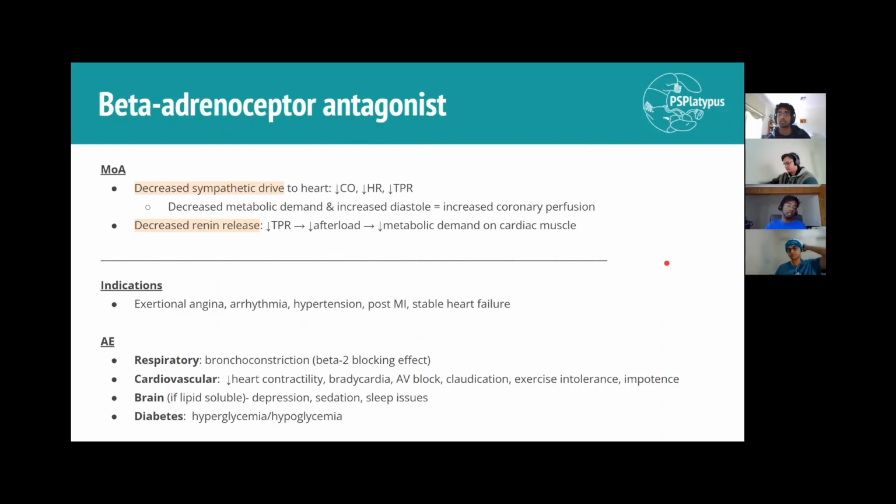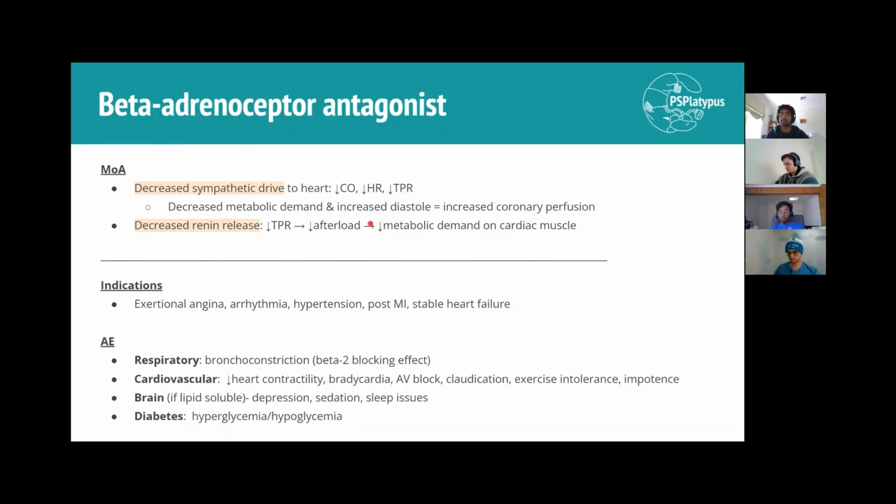So if we think about the sympathetic system, activation of it leads to increased heart rate, increased cardiac output. So by decreasing the sympathetic drive, we decrease the metabolic demand. So we think back to the main principle of angina, which is just that the demand is greater than the supply of oxygen. So by decreasing the metabolic demand of the heart, we relieve symptoms of angina, but also by decreasing heart rate.